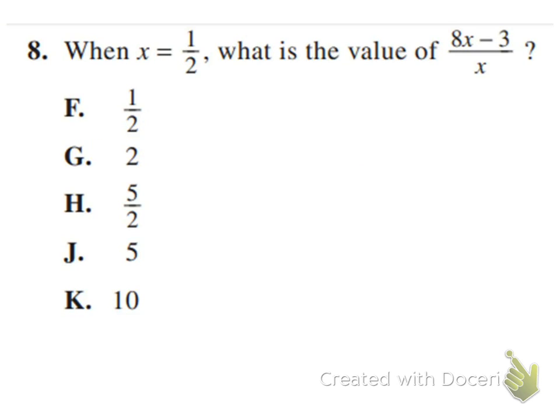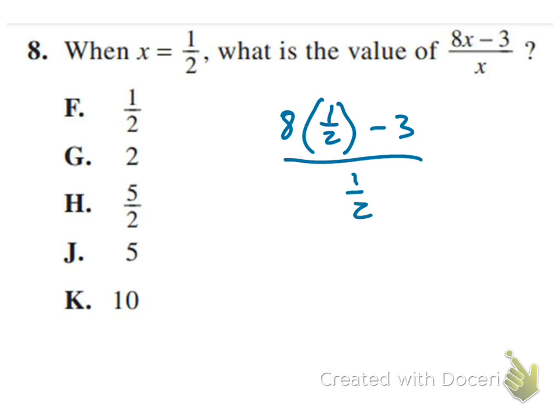All right, when x equals 1/2, what is the value of 8x minus 3 over x? So what are we going to do there? We're just going to make a substitution, right? Plug in 1/2 for x. And again, this is something you could do on your calculator if you wanted to. 8 times 1/2 minus 3, divided by 1/2. What's 8 times 1/2? 4. 4 minus 3 is 1. 1 divided by 1/2 is the same as 1 times the reciprocal of 1/2. And 1 times 2 is 2.